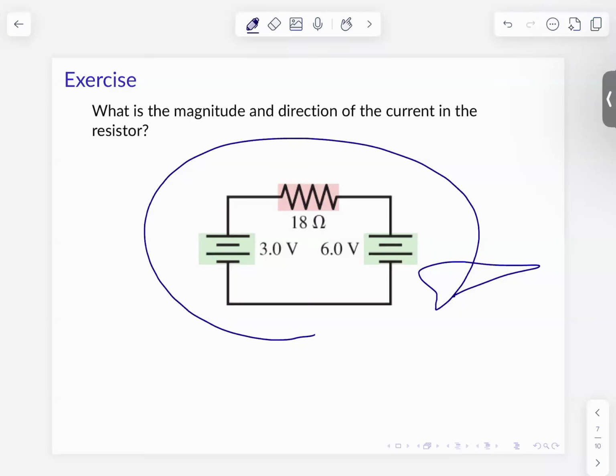Hold on, batteries don't go from positive to negative. When current goes from positive to negative in a battery, that battery is sinking energy. That's the direction that the battery doesn't want current to go. Batteries deliver energy when current is going from the negative to the positive.